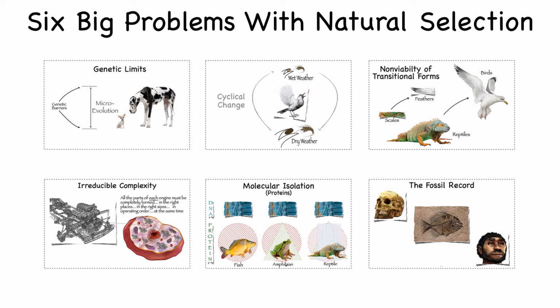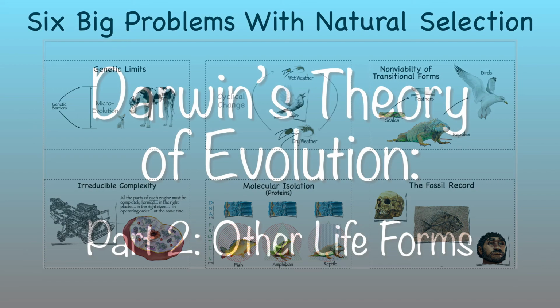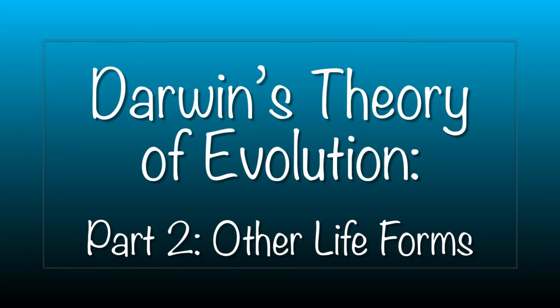We'll visit the Chihuahua and Great Dane. We'll talk about finches, reptiles and birds, and the tiny little molecular machines found inside the cells of our body. We'll also talk about fossil remains, skulls and skeletons, DNA, mice, apes and man, and other interesting things. That's all coming up next in the video, Darwin's Theory of Evolution, Part 2, Other Life Forms.